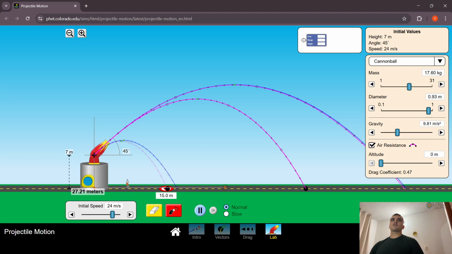The two hypotheses were confirmed. An angle of 45 degrees produces the maximum range only under ideal, no air conditions. And increasing the initial speed clearly increases both height and distance. This experiment showed how theoretical models and digital simulation complement each other, helping us better understand how objects move under the influence of gravity and air. So thank you very much for watching.